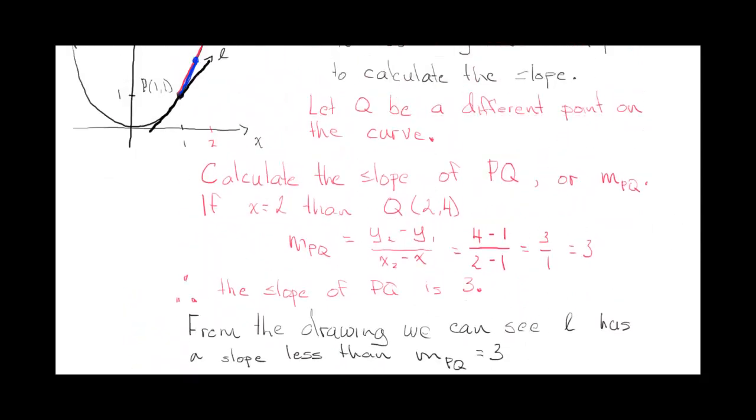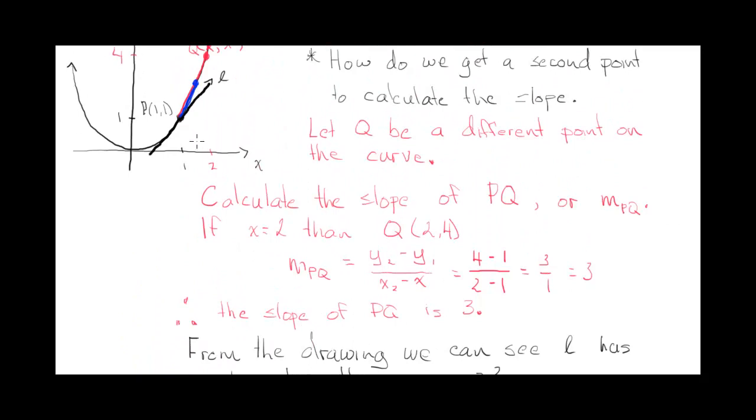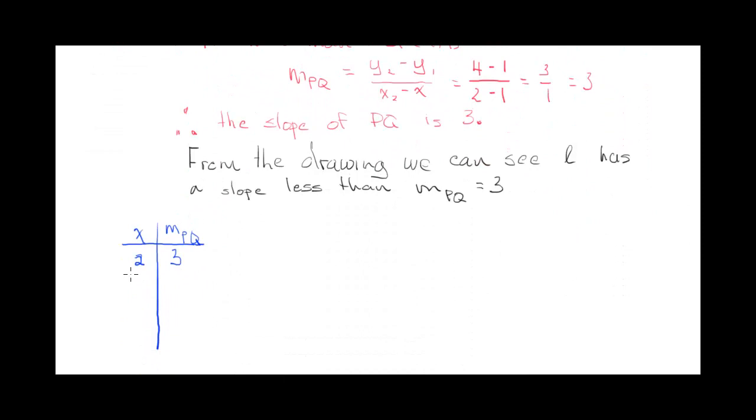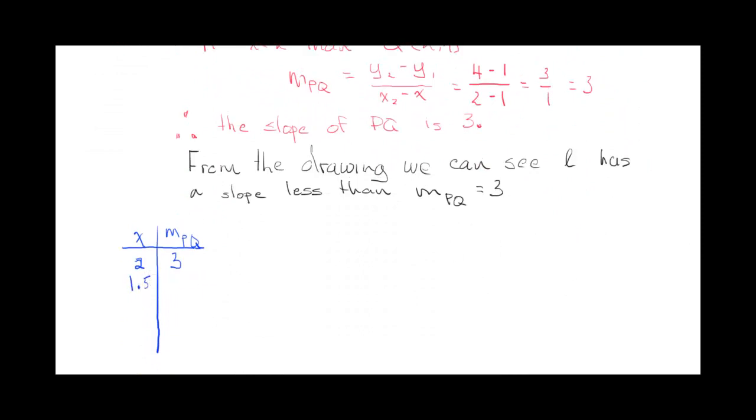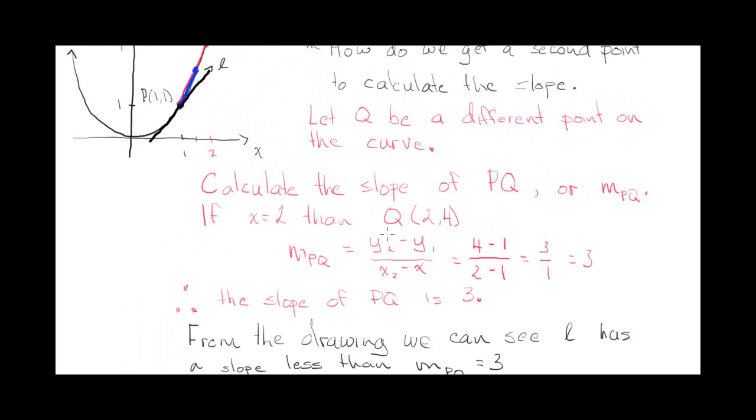But then we said, what if we moved it a little bit closer? So how much closer? Well, let's say half closer. Let's say 1.5. So let's say x was 1.5. So I put 1.5 into this calculation here for x, and I'm not going to do the calculation. I'm going to let you do the calculation.